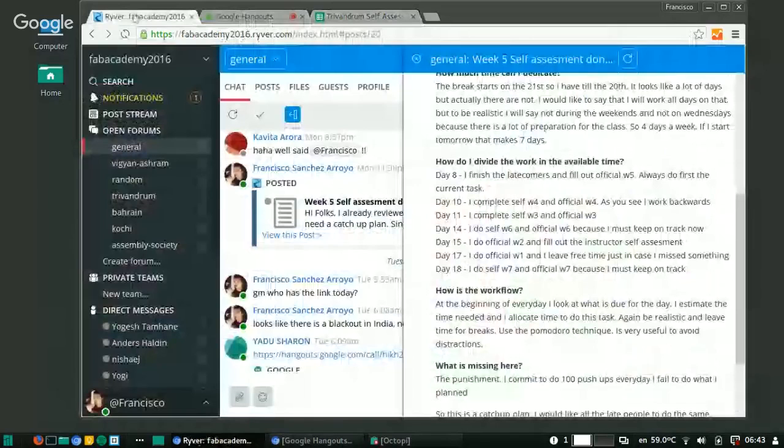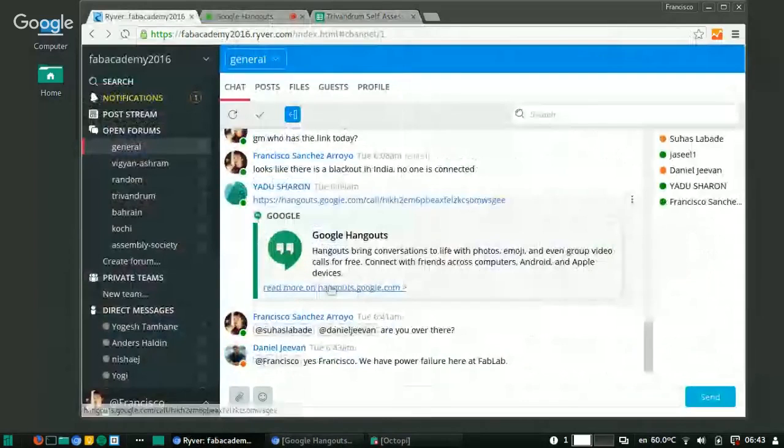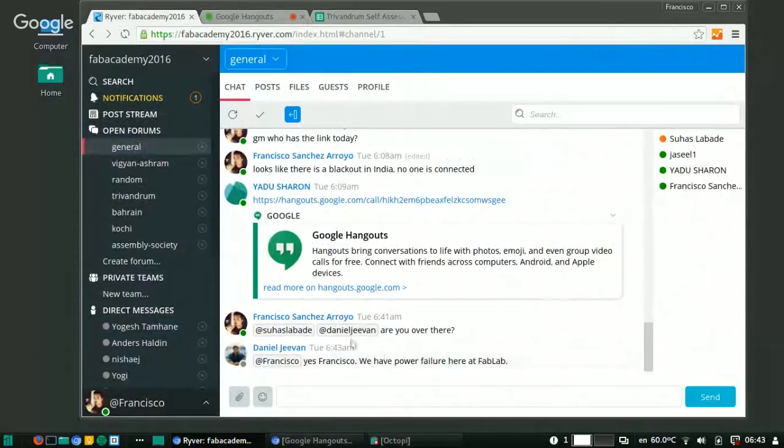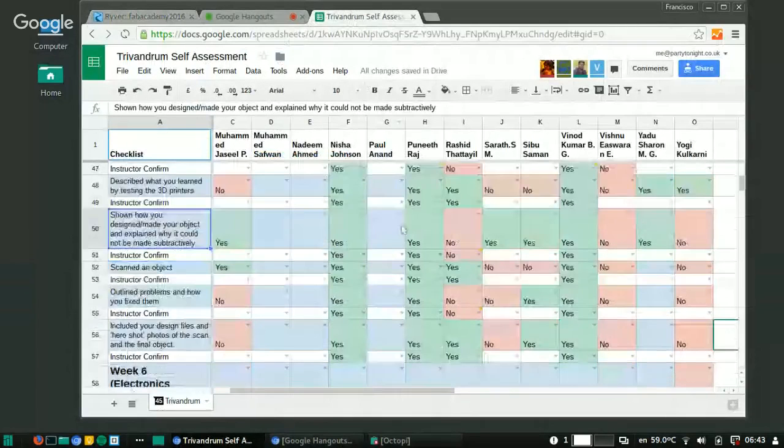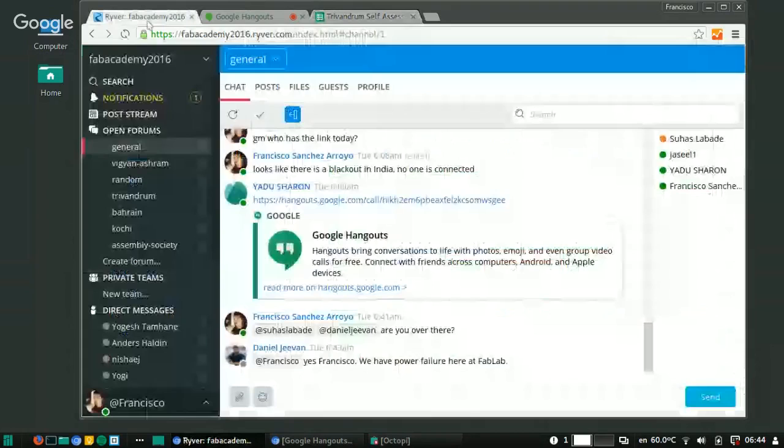And in Kochi. So Rank in Kochi. There's a power failure there in Kochi. Yeah, I just read this.